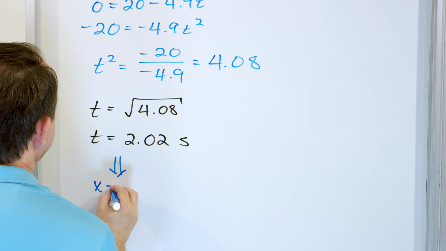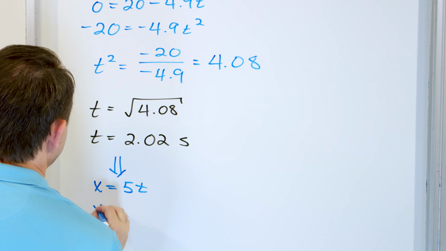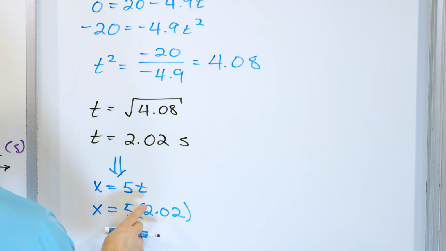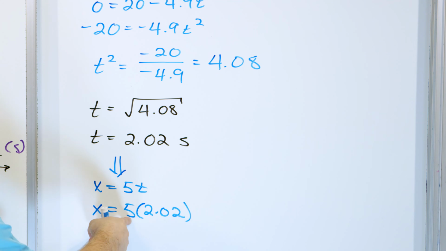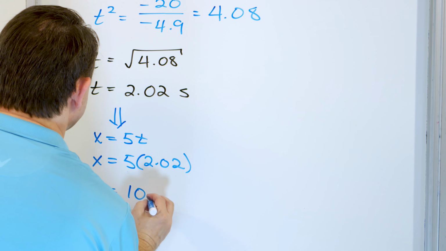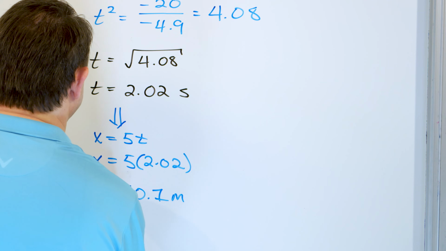So we now know that x is equal to 5 times t. So x is equal to 5 times 2.02 seconds. So this is meters per second. This is how far the fastest thing is going horizontally, times seconds. What you're going to get is 10.1 meters.